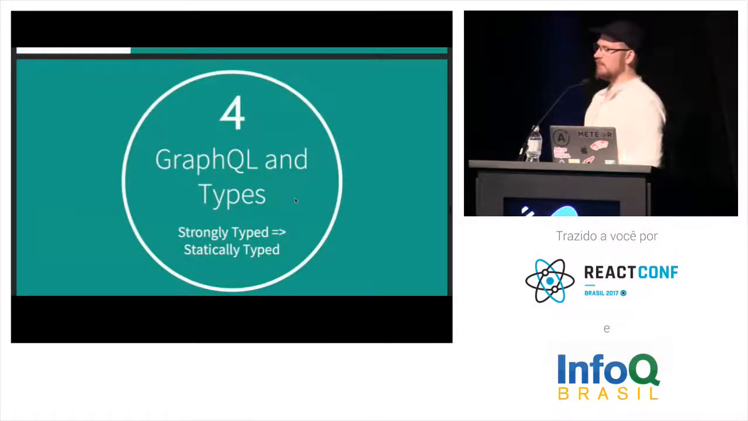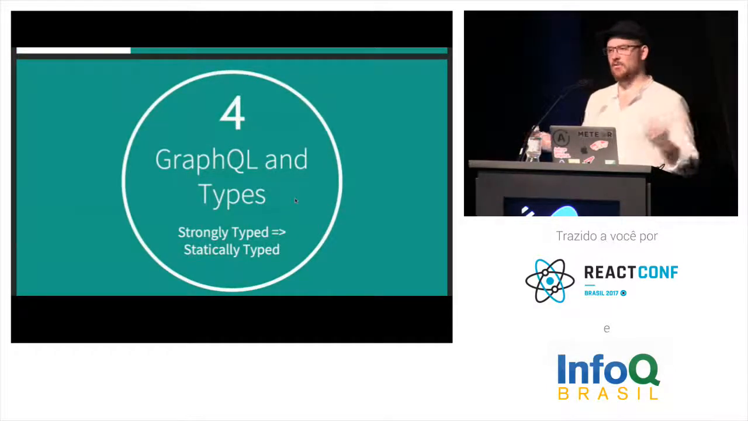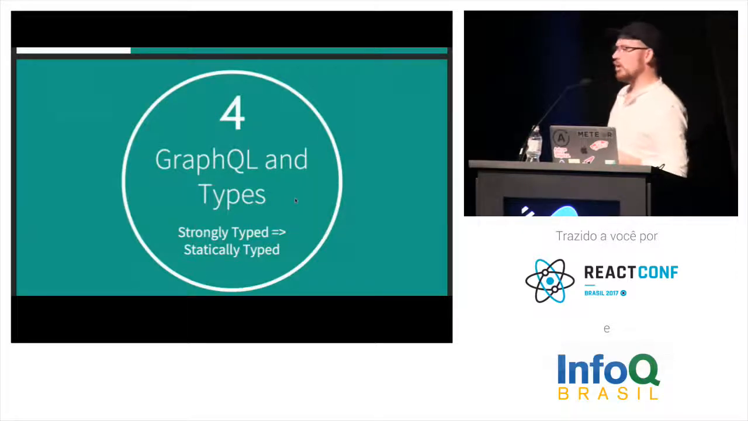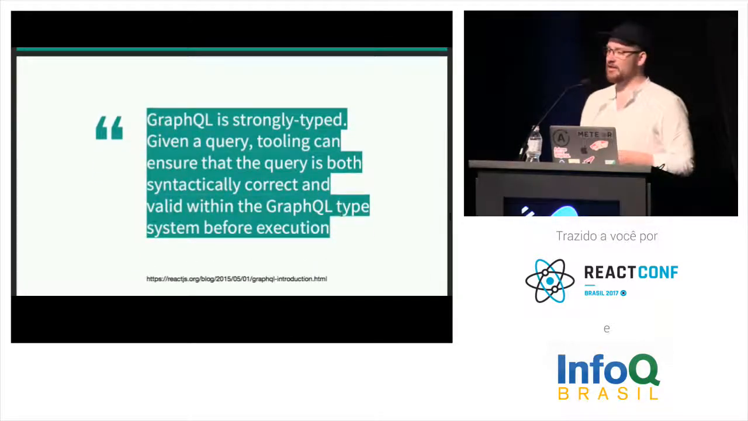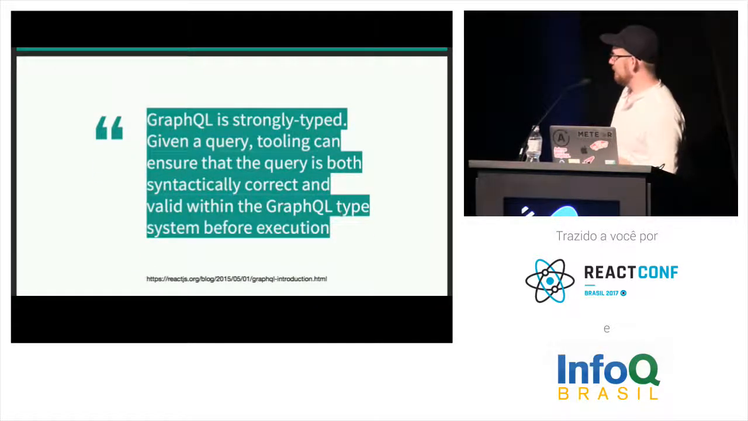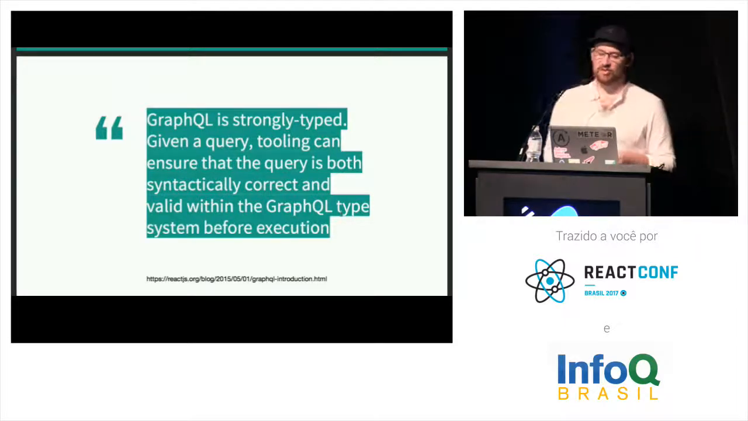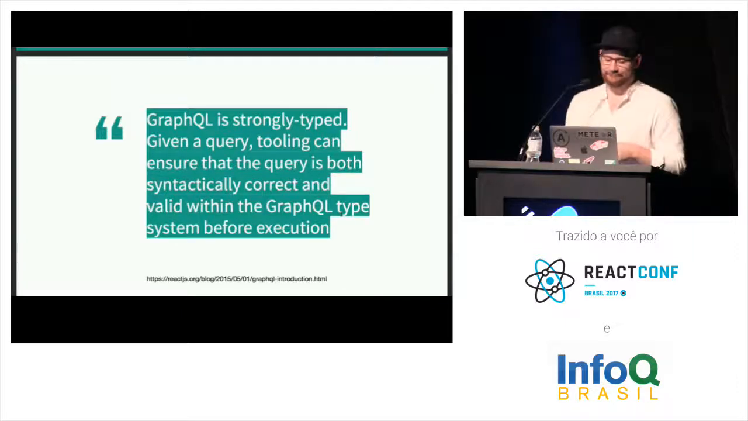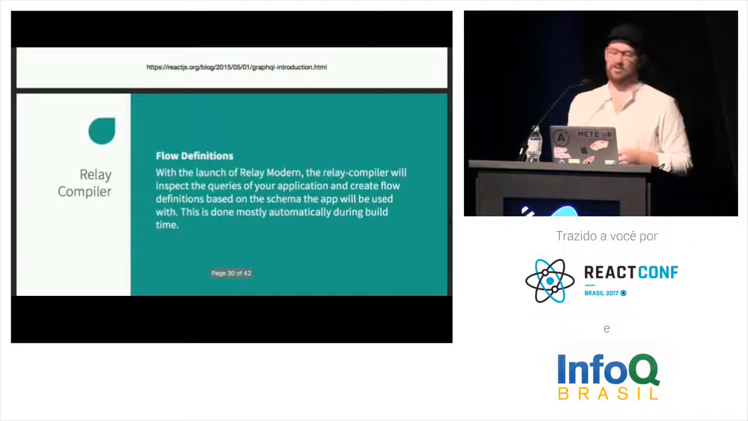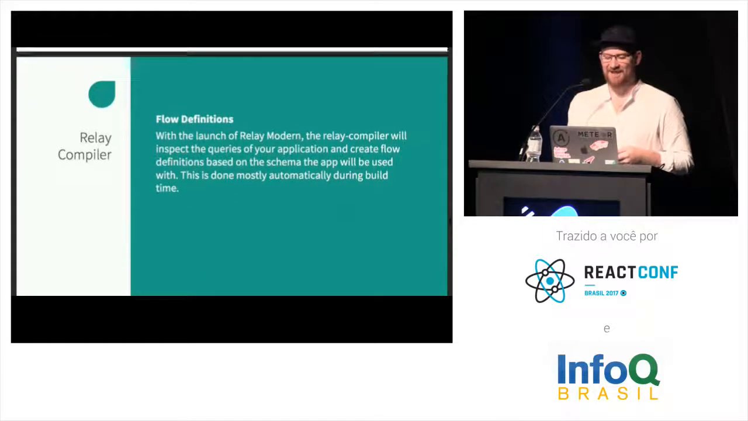So let's take GraphQL and let's move it into our type system. GraphQL is something called strongly typed, and then we're going to make it statically typed in our app. So this is from the original announcement of GraphQL in 2015. GraphQL is strongly typed. Given a query, tooling can ensure that the query is both syntactically correct and valid within the GraphQL type system before execution. So what does that mean? Well, it means that GraphQL is awesome. You just stop there. That's all you need to know.